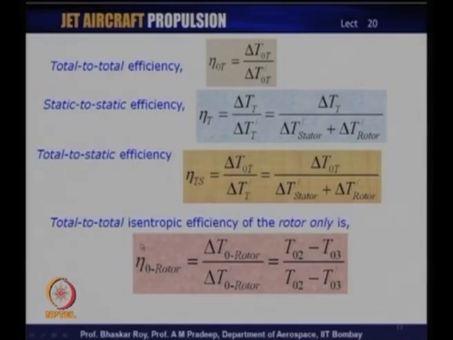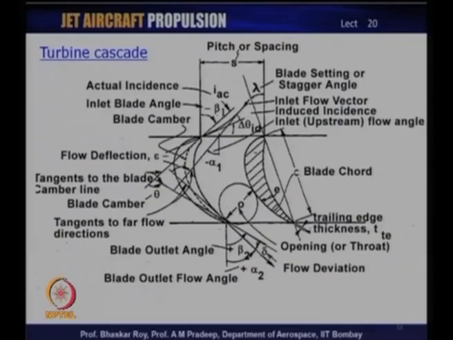We can also have a total to static efficiency definition for the rotor only, and that of course, is the total temperature drop through the rotor as opposed to the total temperature drop isentropically through the rotor, as again given in the earlier diagram. So, one can define an isentropic efficiency on the basis of total parameters for the rotor only. We have a quick summarization of what the turbine cascade would look like.